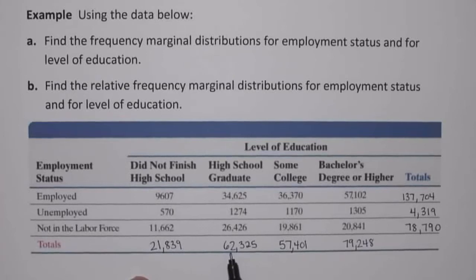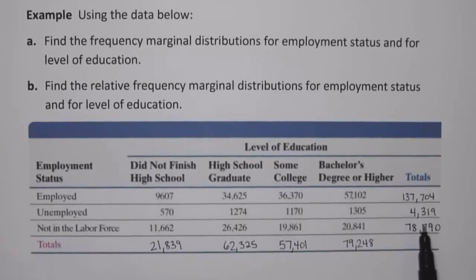There were 62,325,000 individuals in November of 2018 who were high school graduates. There were 57,401,000 individuals who had some college, and there were 79,248,000 individuals who had a bachelor's degree or higher. So this is the frequency marginal distribution for level of education. These are the answers to Part A.